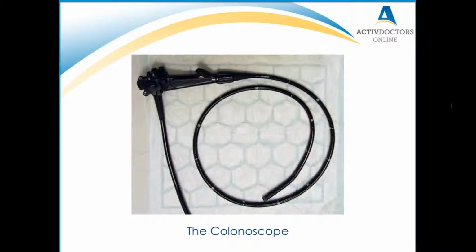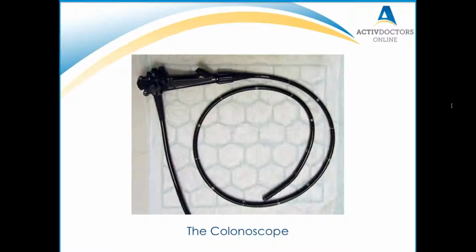This is a colonoscope. This is a tube that can go up through your rectum, as delightful as that sounds, and weave its way through your colon and look for polyps, which are the earliest signs that you could be at risk of developing colon cancer. Current recommendations are that you get a colonoscopy every 5 to 10 years, usually starting at age 50.